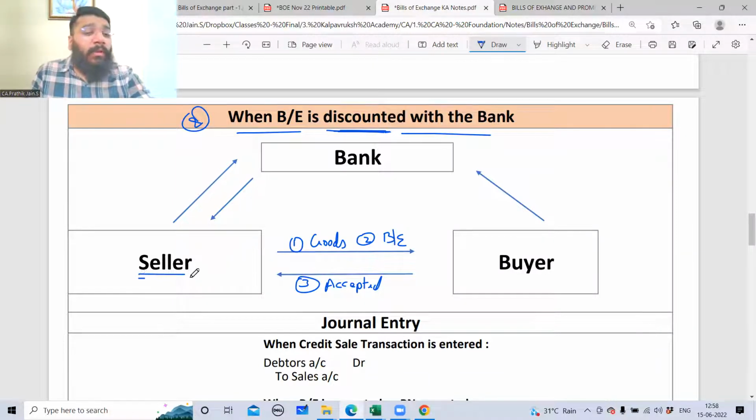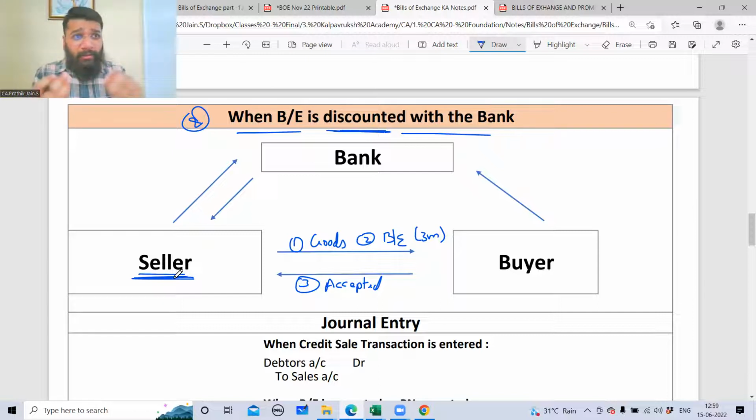Now, which means what? Let's suppose the term of the bill of exchange is 3 months, which means the seller has to wait for 3 months to get the money. Yes or no? Online people tell me yes or no. Yes, sir. Now, seller cannot wait till the date of maturity because suddenly from somewhere he's in urgent need of money. Now, if he goes to the buyer and tells that, buyer, I told you that you can make the payment after 3 months, but somehow I'm urgently in need of money. Can you make the payment today?